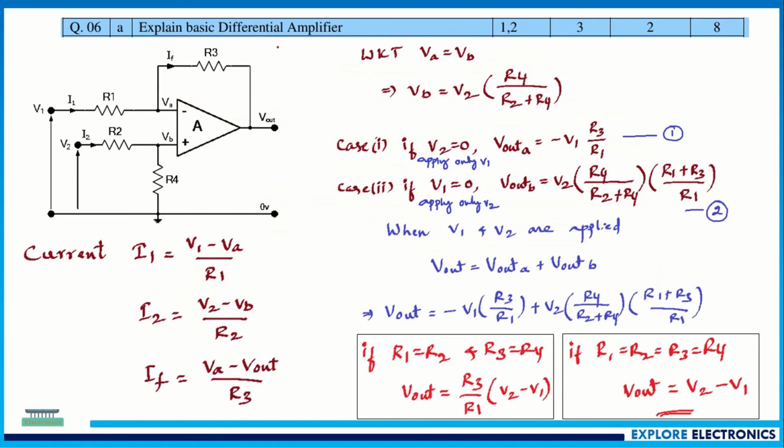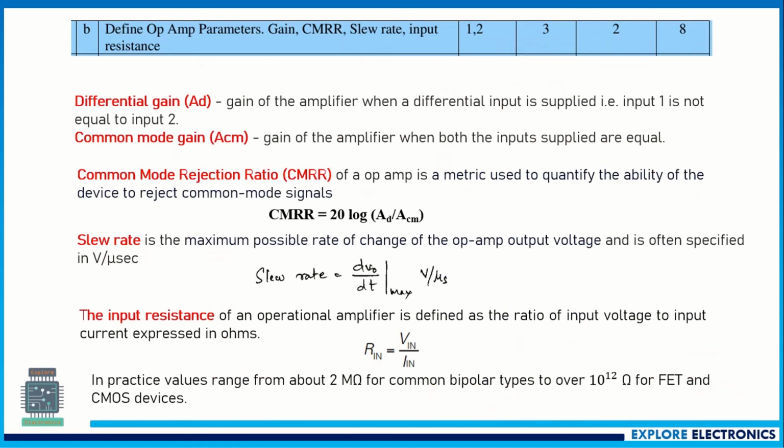Explain basic differential amplifier. Again, the same question was asked in the previous question, number 5. They asked to explain the differential amplifier. Here also, explain the differential amplifier. This question is the same, it is repeated.